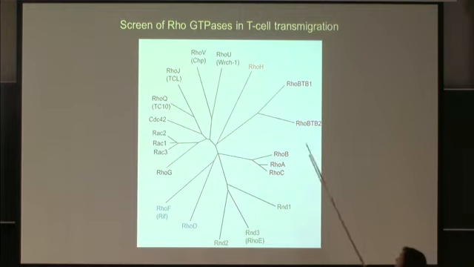Okay, so these are the 20 Rho GTPases, and what we wanted to do was to work out which were important for leukocytes to cross endothelial cells and which were important for cancer cells to cross endothelial cells, reasoning that they might be different, because I showed you from the movies that the processes are very different.